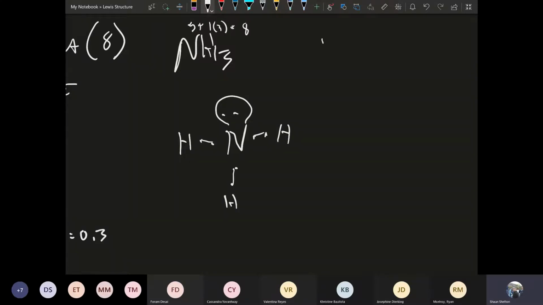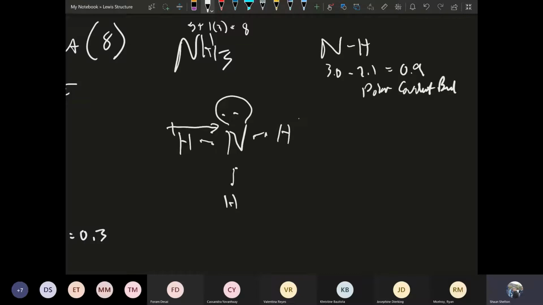Now, if we just look at nitrogen to a single bond hydrogen, nitrogen is 3.0 and hydrogen is 2.1. So subtract out, that gives you a difference of 0.9. So that represents a polar bond. All right, so it's a polar covalent bond. Now let's look at the compound and see whether that holds true. Again, the nitrogen is more electronegative, so you're going to have dipoles pulling towards the nitrogen.